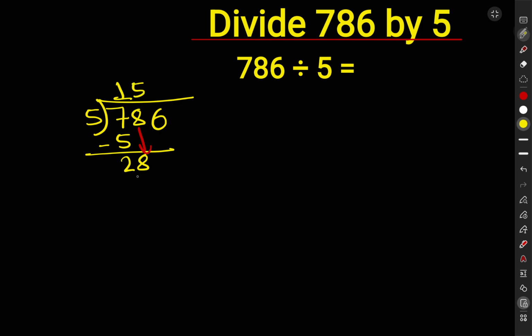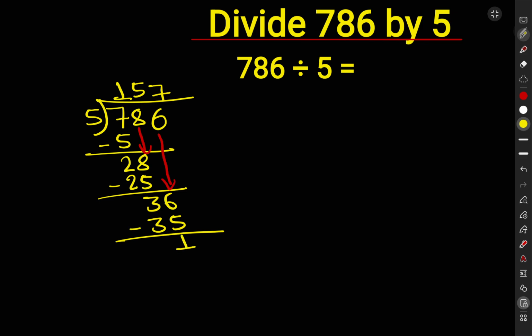5 times 5 is 25. On subtracting we get 3. So again we put down this 6 and it is 36. 5 times 7 is 35. On subtracting we get 1.